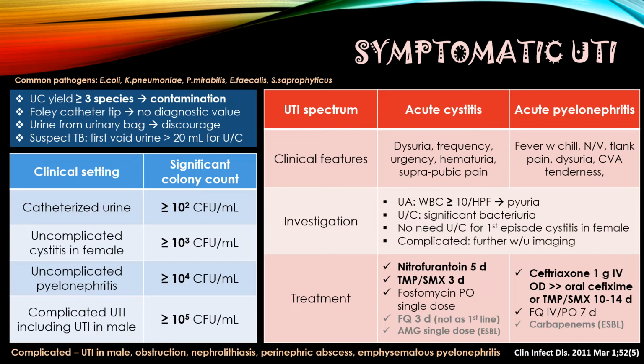So about the treatment, in acute cystitis, which needs no high concentration in the renal parenchyma, we recommend nitrofurantoin for 5 days, but this is not widely available in many hospitals or clinics, maybe only in the university hospital. The other choices are cotrimoxazole or Bactrim for 3 days, or fosfomycin oral single dose. It's very convenient for the patient.